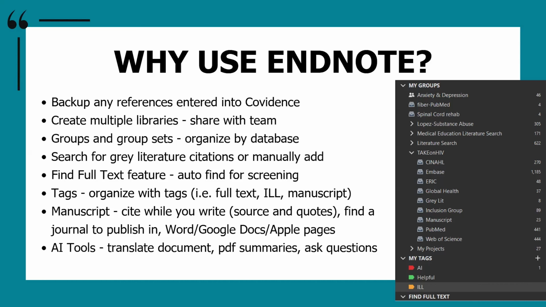And then EndNote is really great when you're actually writing the manuscript. They have cite while you write. You can choose different kinds of citation styles. You can highlight something in a PDF in EndNote, and you can cite that specific paragraph and it will put it in the correct format for you. It's also got some interesting new tools like finding what journal you might want to publish your information in, and then it works not just in Word, but also Google Docs and Apple Pages. They also have AI tools, so you can ask them questions about a PDF and it can give you answers based on the text it finds in there. And of course, it will do general things like summarize.